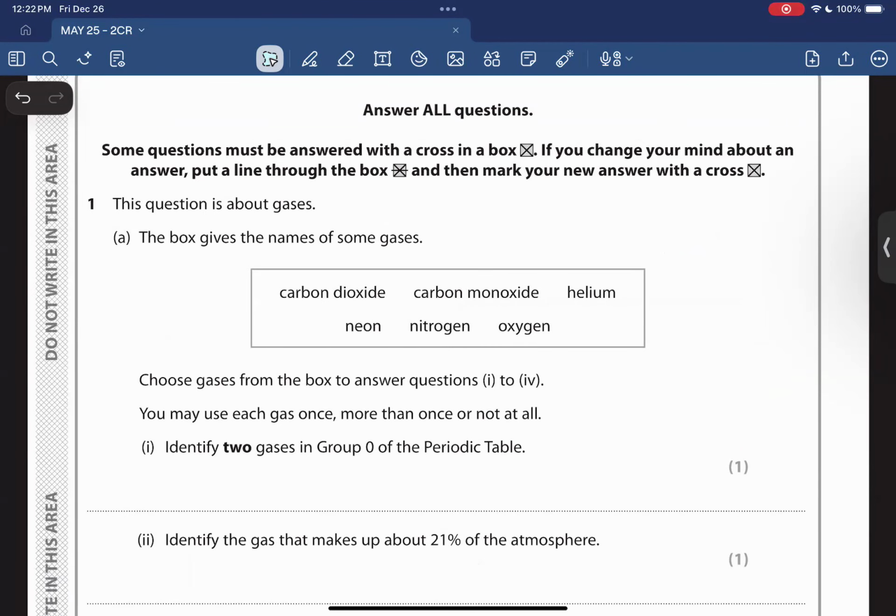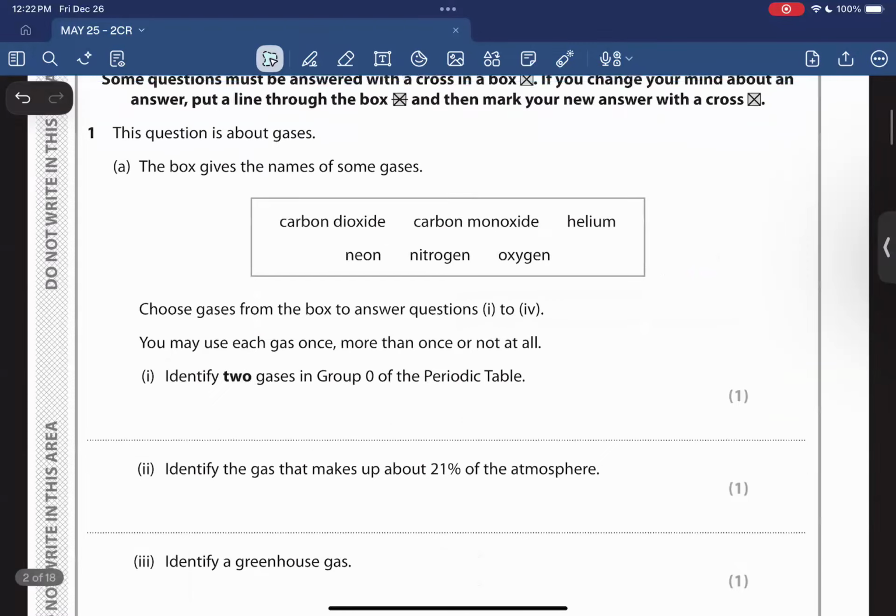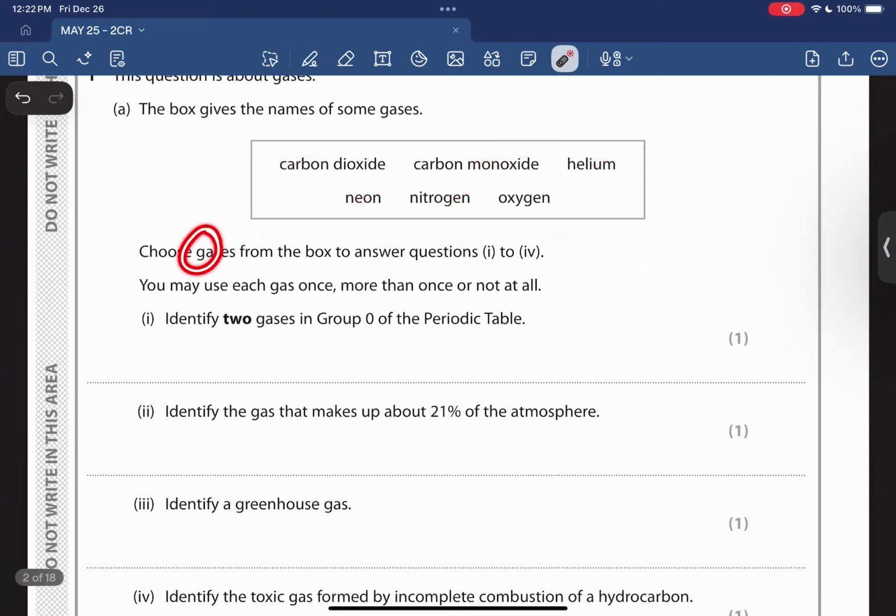Question 1. This question is about gases. The box gives the name of some of the gases: carbon dioxide, carbon monoxide, helium, neon, nitrogen, oxygen. Choose gases from the box to answer questions 1 to 4. You may use each gas once, more than once, or not at all.